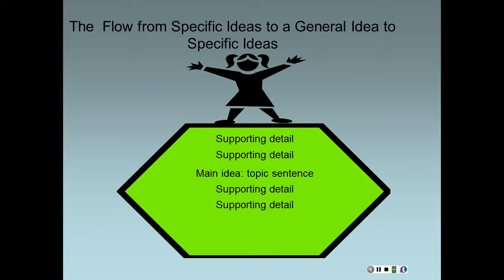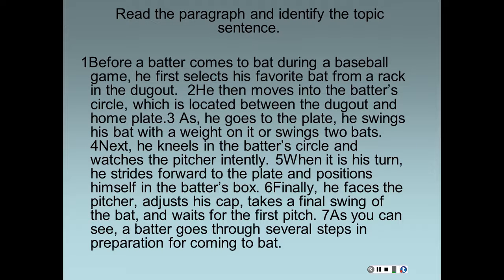The following diagram shows the flow of ideas. The ideas move from specific ideas, supporting details, to a general idea, topic sentence, to specific ideas, supporting details. Now, read paragraph 4 and identify the topic sentence.